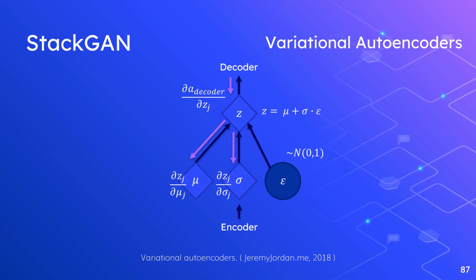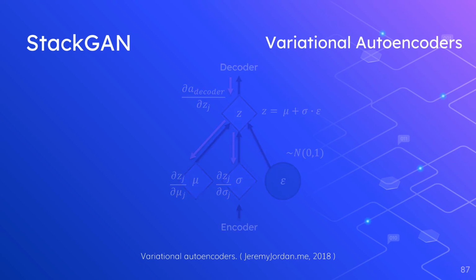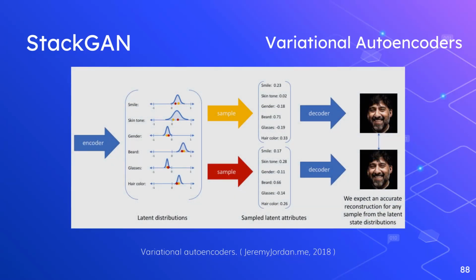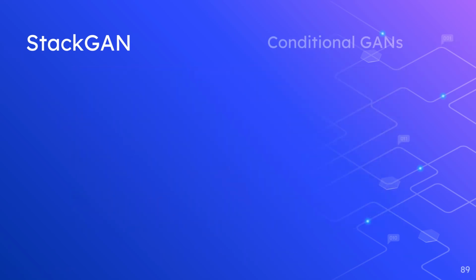Then we can perform gradient descent on these nodes. Now we have a model that gives us probability distributions for each of those attributes. We take a sample from this data, feed it to the decoder, and recreate the original image. Now let's move on to conditional GANs.